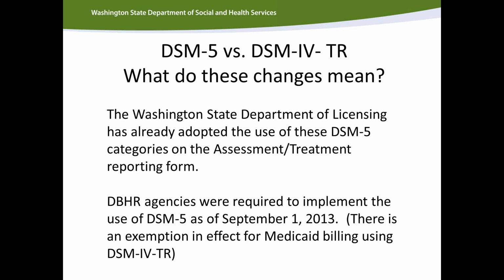DBHR agencies were required to implement the use of DSM-5 as of September 1st, 2013. Now there is an exemption for Medicaid billing using DSM-4-TR, and what this means is that for those programs that do Medicaid billing, they can use the billing codes in DSM-4 to get reimbursed for payment. But that does not mean that they should not be implementing the clinical aspects of DSM-5 into their clinical program. It's critical to be well into this by now.